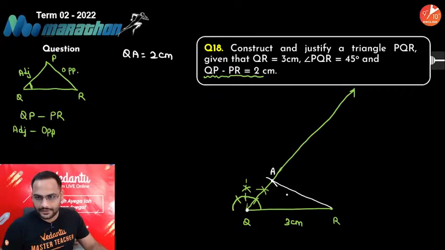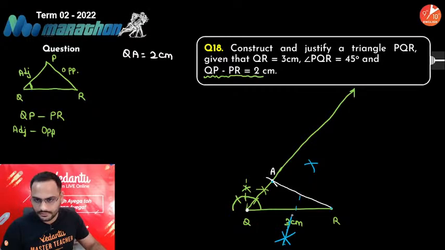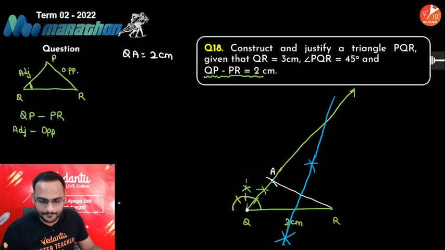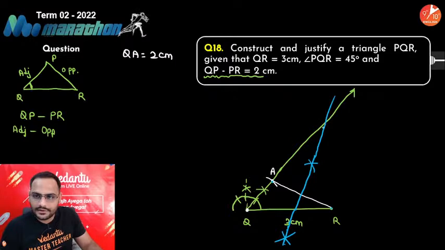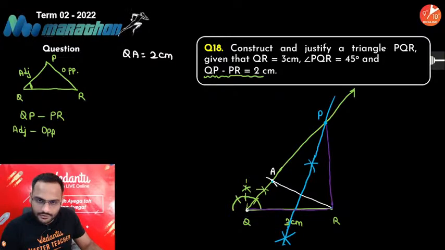Done. Draw the perpendicular bisector of this. Open the compass more than half. One cut over here, another cut over here. Open it more than half again. One cut over here, another cut over here. This is going to be your perpendicular bisector. Wherever the perpendicular bisector intersects the original line, that is going to be your point P. And this PQR will be your required triangle. I am drawing it with this purple line PQR. This is our required triangle.